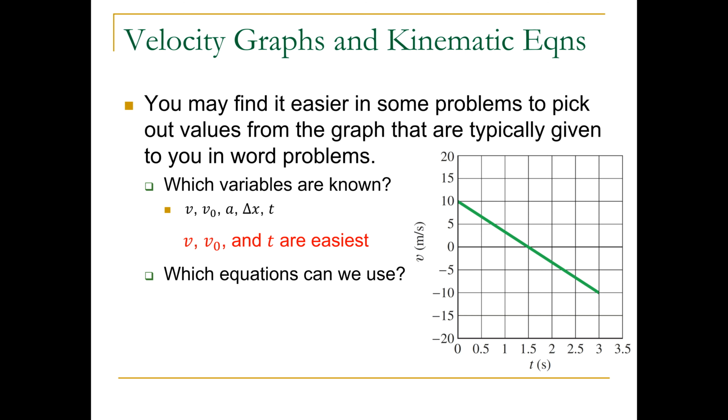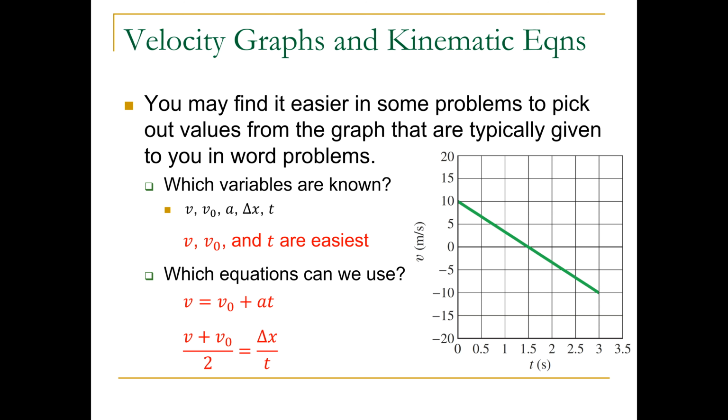Of course, a, that acceleration is the slope of the line, so that's not very hard to figure out. And delta x, that would be the area under the curve. So you could figure that out as well without too much difficulty. But these are the three variables we can easily pick out. And those three variables show up in one of our equations. So we could very quickly solve for acceleration using that equation as well. So sometimes it's easier to pick out values from the graph.